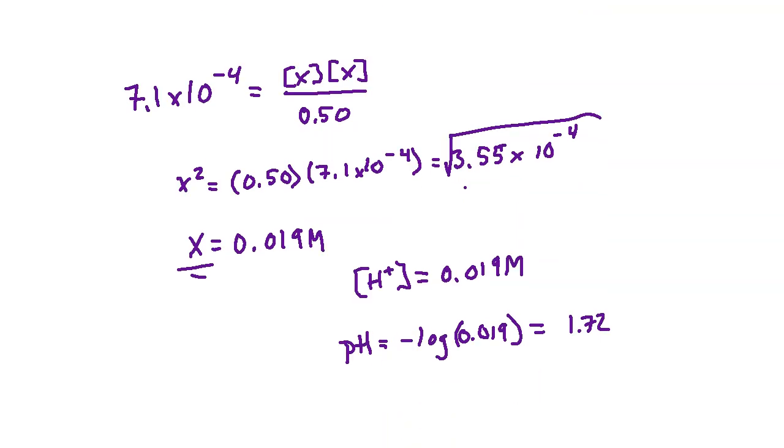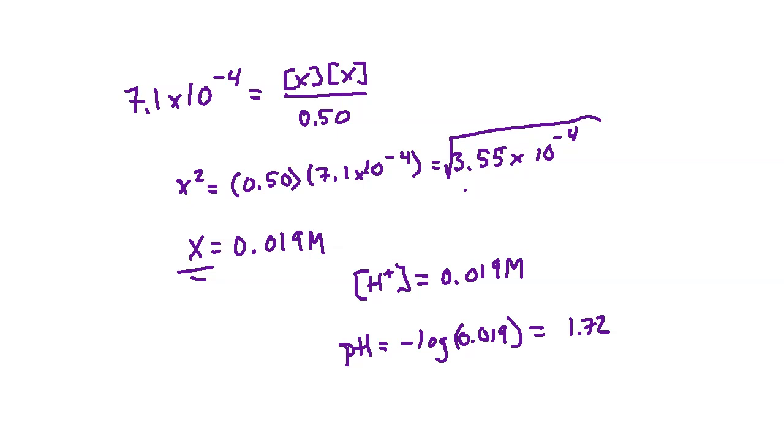All right, now keep in mind I said there is an assumption that we're making here, which is that x was very, very small. The H plus concentration was very small relative to the HF concentration. So in order to confirm that, what you need to do is make sure that the ratio of the H plus to the initial concentration is no greater than plus or minus 5%.